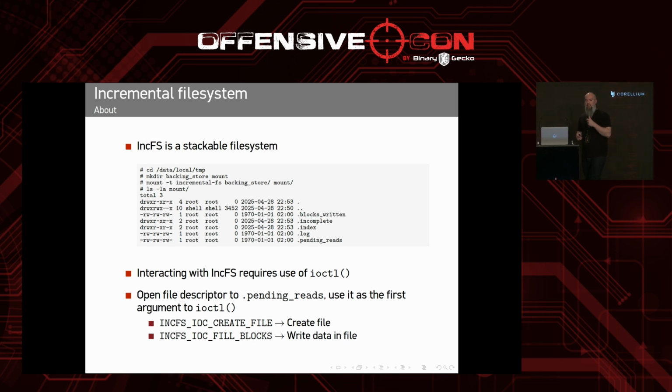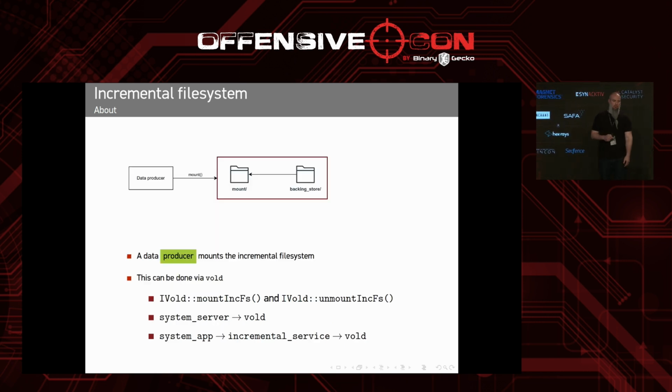In order to interact with this file system, you need to open this file and perform IOCTL on this file. There are basically two important IOCTL codes, one for creating a file and another for populating the file with data blocks. And this is how it works. We have a data producer. The data producer mounts backing store on mount.